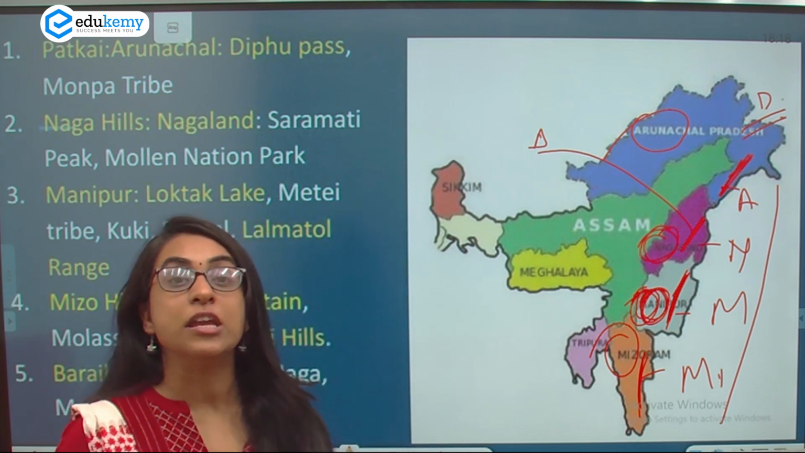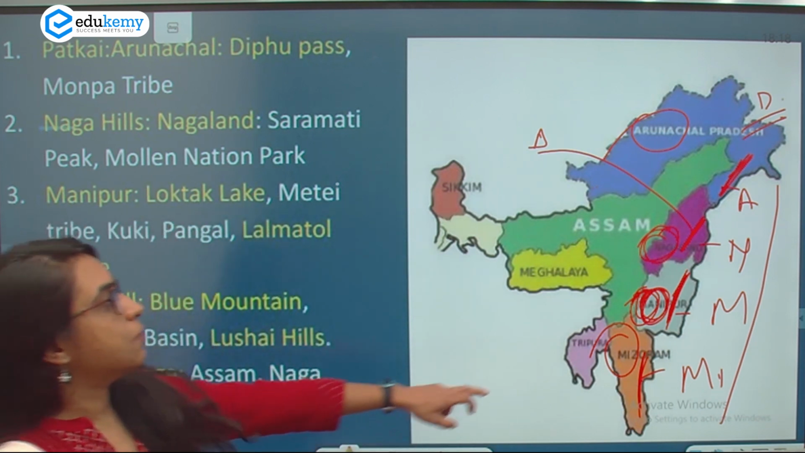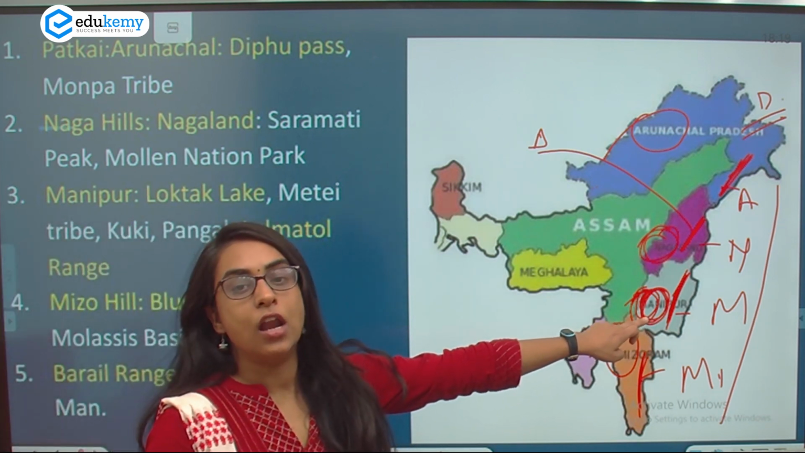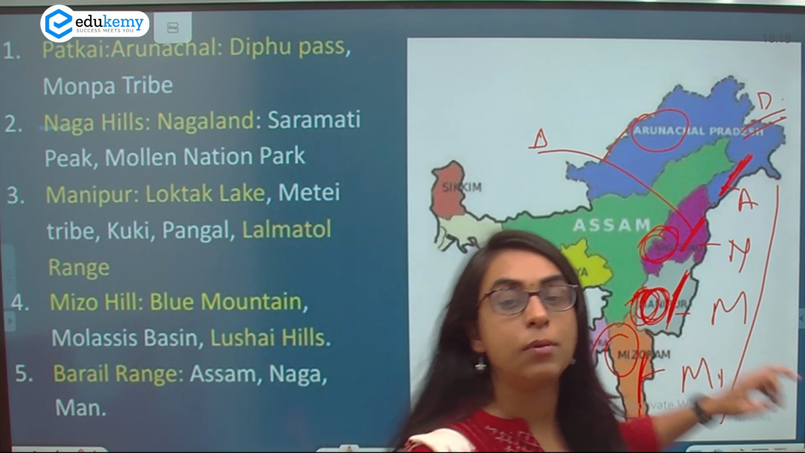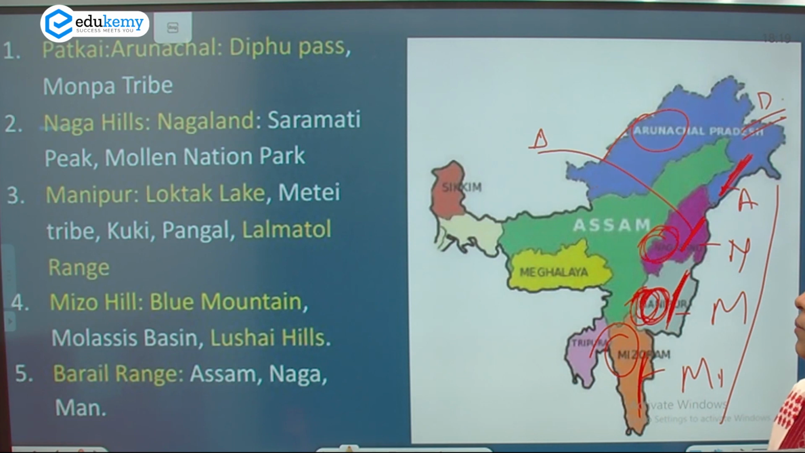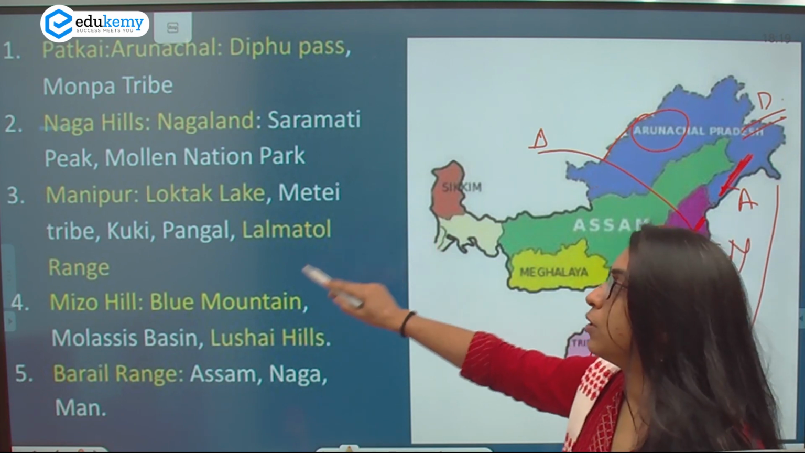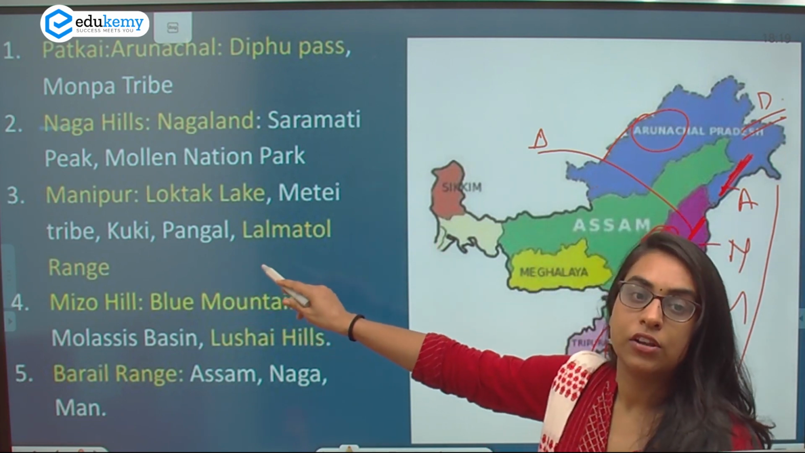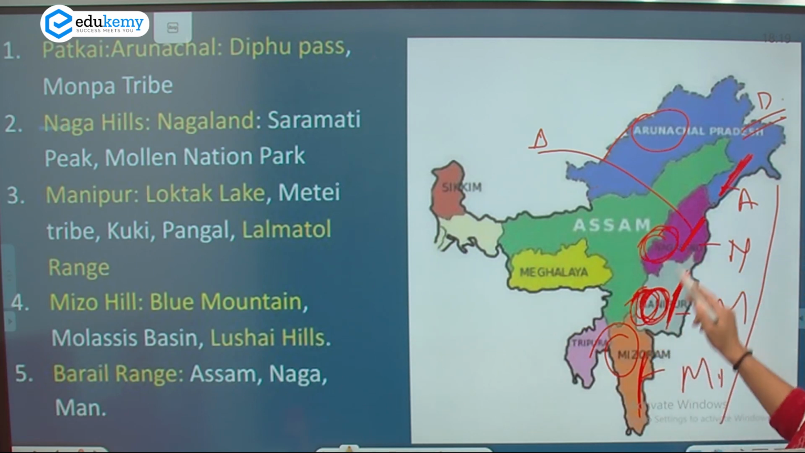There is one more important hill in Manipur, the Lal Matol range. So the Lal Matol range is there in Manipur. The tribes which are found in Manipur are the Meitei tribe, the Kuki tribe, the Pangal tribe. This is about your Manipur.